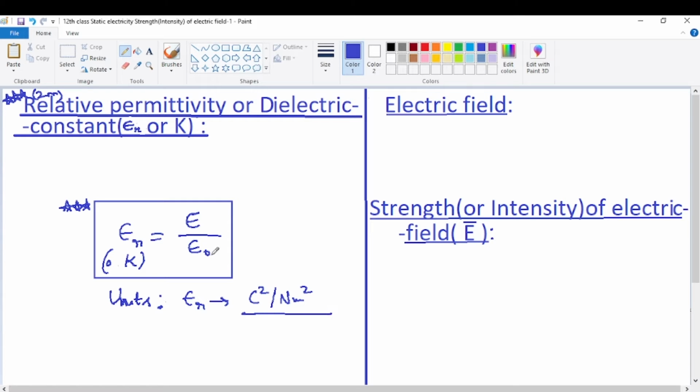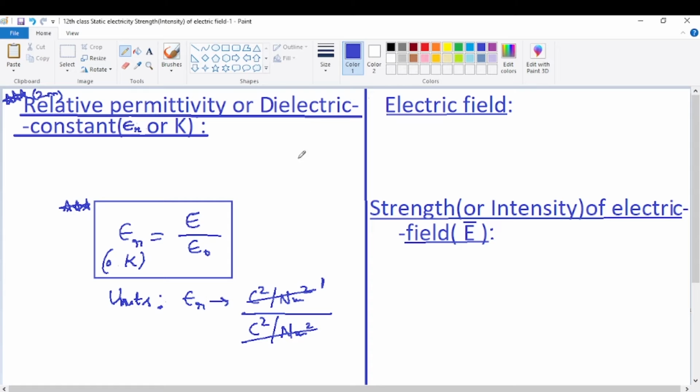The denominator is again a permittivity only, so its units are again the same, Coulomb square per Newton meter square. So both the units get cancelled, and the unit comes simply as 1. Whenever the unit of any quantity comes as 1, it simply means that it has no units.